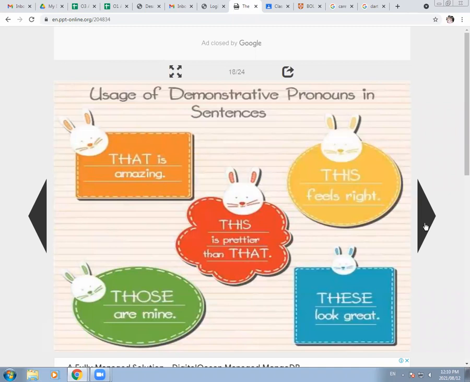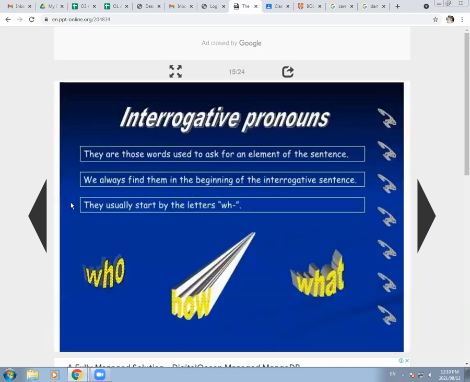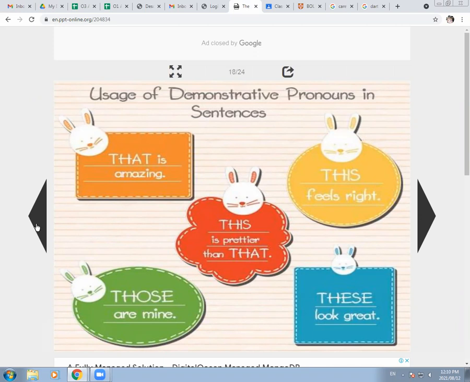You already have given me so many examples, like these are some more. That is amazing. This feels right. This is prettier than that. Those are mine. These look great, right? So we will move forward to the next type of pronoun. If you have understood this one and if you have noted it, is that clear to everybody?